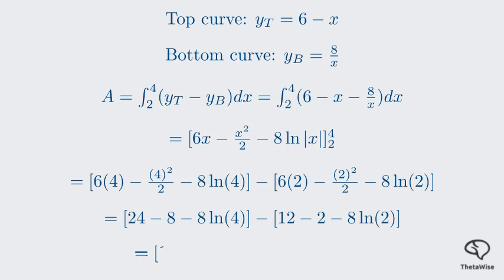Let's simplify inside the brackets first. 24 minus 8 is 16. 12 minus 2 is 10. We get 16 minus 8 log 4 minus 10 minus 8 log 2.